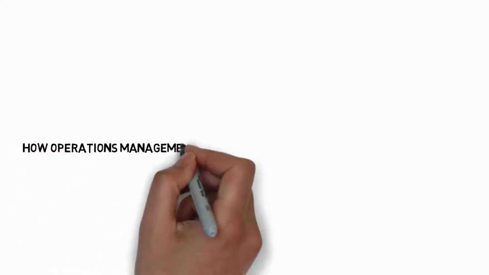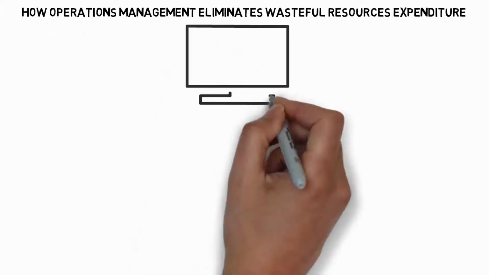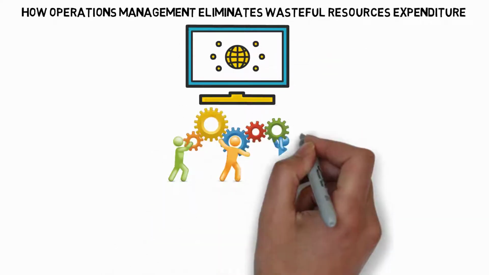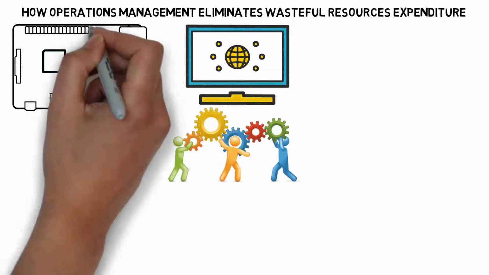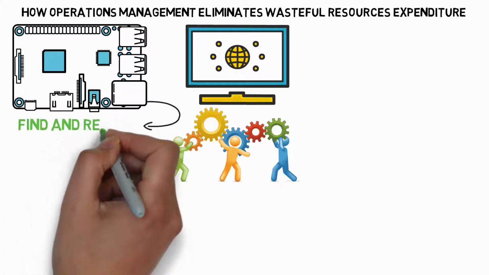How operations management eliminates wasteful resource expenditure. Eliminating wasteful capital consumption from the systems is an essential part of effective operations management. Make sure the organization has the tools it needs to find and remove waste in all fields.